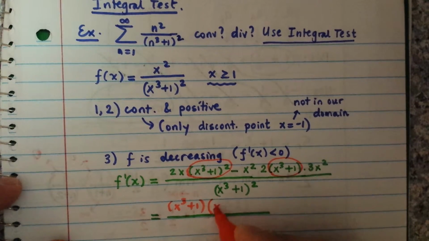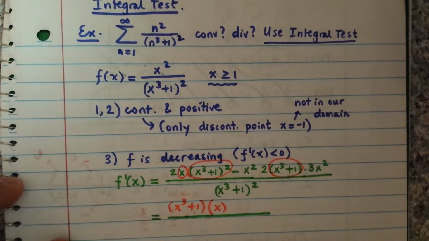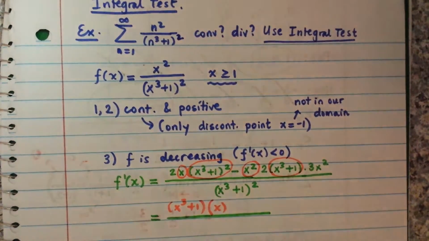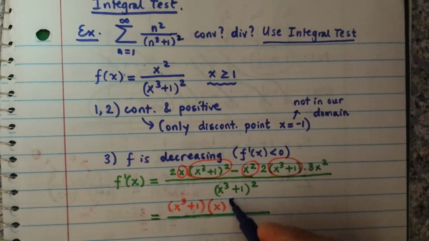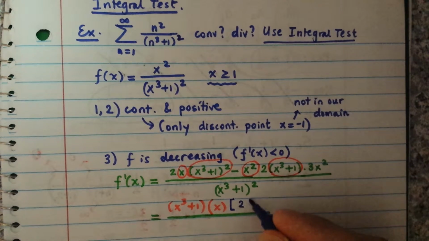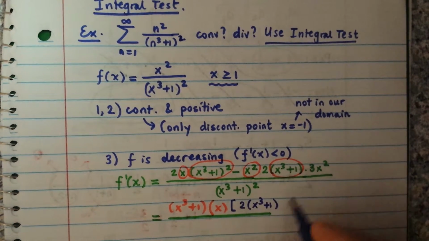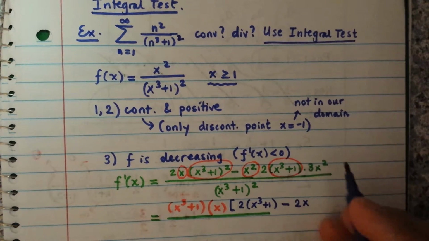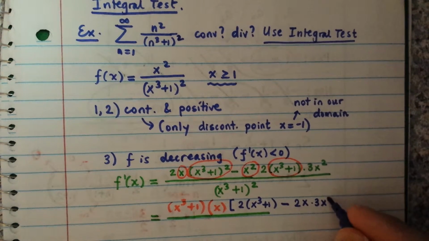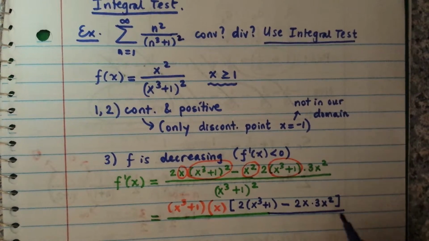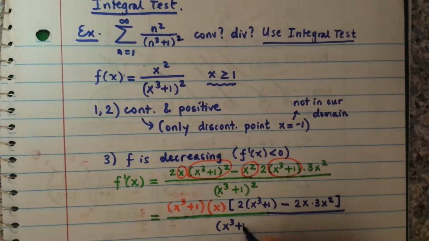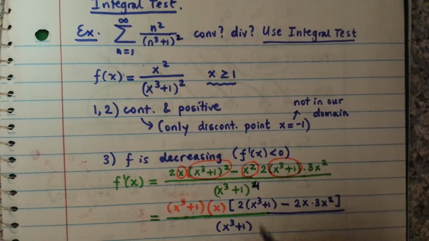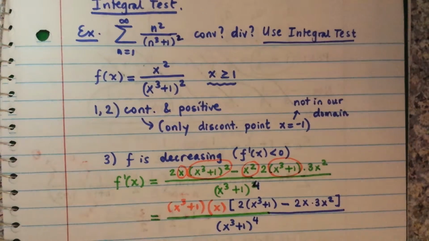Or you can do more than that. You can factor out another x, because there's an x here, and just x squared here. You can factor out that x. So what remains inside will be 2 times (x cubed plus 1) minus, since we factored out x, 2x, and we factored out x cubed plus 1, so times 3x squared. So that's the simplified version. And this is (x cubed plus 1), oh I'm sorry, that should not be squared, but the power 4, because we squared the bottom.